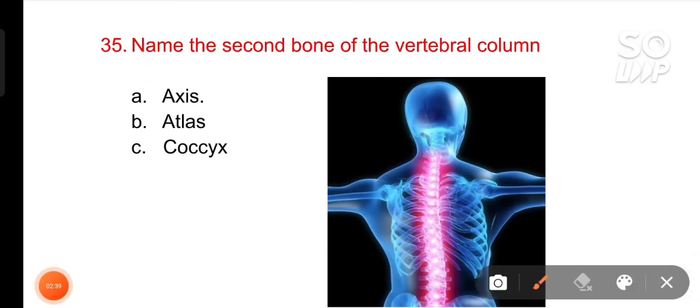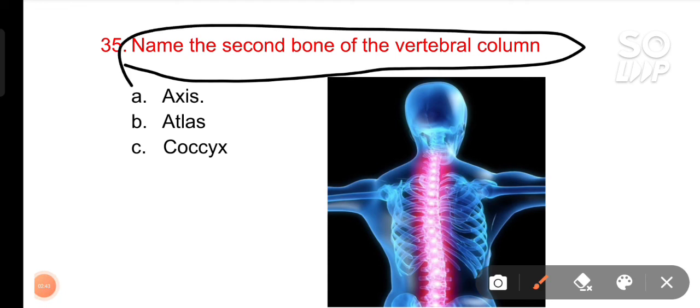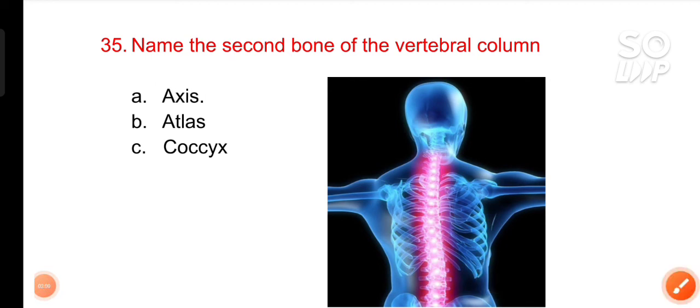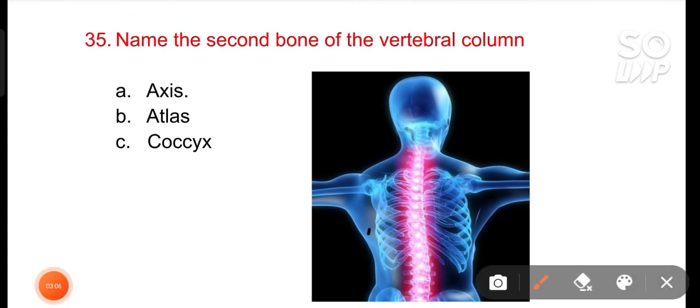The next question is: name the second bone of the vertebral column. We already know the first bone, now we will know the second bone. The options are axis, option B atlas, option C coccyx. The right option is axis. Axis is the second bone. The first one is the atlas, the second one is the axis.